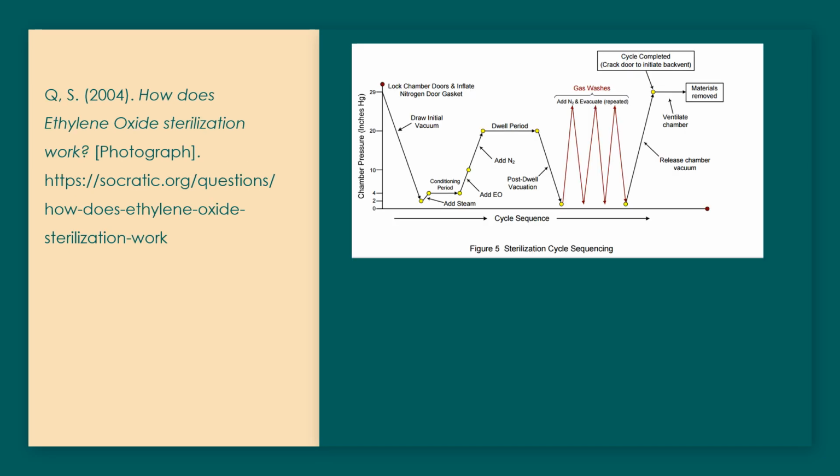Ethylene oxide is a gas that sterilizes by penetrating the cell membrane. This will cause the cell to break apart, killing any microorganisms on the instruments. This takes about 2.5 hours. This process is low temperature, which makes it very compatible with many instruments.